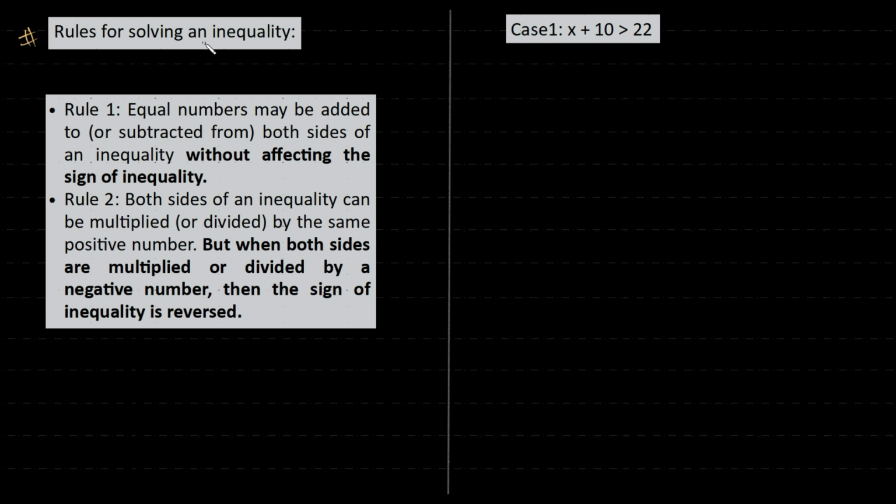Rules for solving an inequality. Rule number 1. Equal numbers may be added or subtracted on both sides of an inequality without affecting the sign of the inequality. What does that mean? Something like this. This is an example of rule number 1. We have x plus 10 greater than 22. Like in an equation, what did we do? We'll subtract 10. And so we'll end up with x is greater than 12. Right? As simple as that.